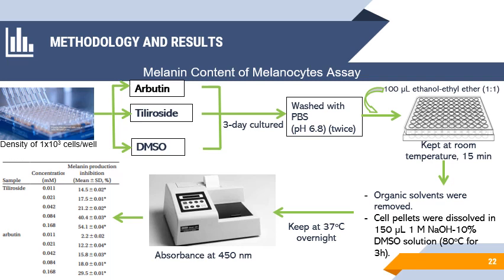pellets were dissolved in 150 microliters of 1 molar NaOH with 10% DMSO solution at 80 degrees Celsius for 3 hours, and then kept at 37 degrees Celsius overnight, and then the absorbance was measured at 450 nanometers. From the absorbance, we can find the melanin production inhibition.